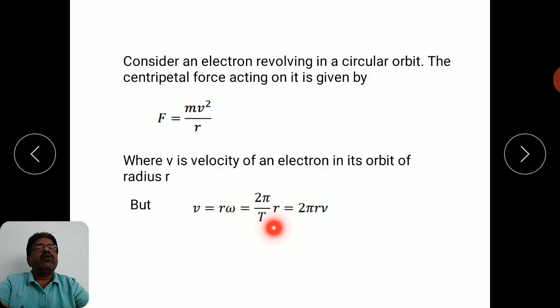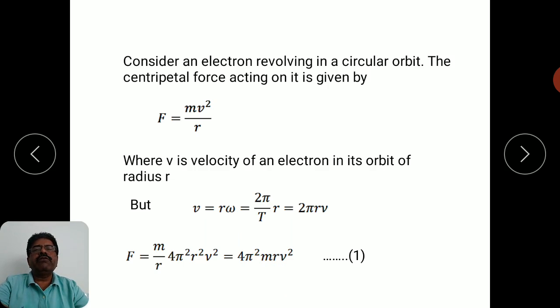So r omega will be equal to 2 pi upon T into r, and you know that 1 upon T is nu, that is the frequency. So v is equal to 2 pi r nu. Therefore F you can modify as m upon r into v square. v is 2 pi r nu, so v square is 4 pi square r square nu square. One of these r will get cancelled, so what is remaining is 4 pi square m r nu square.